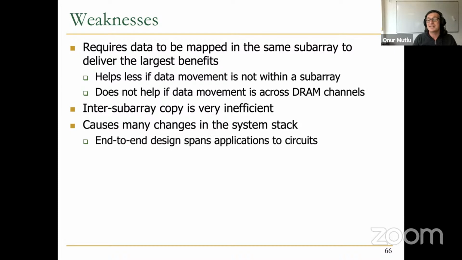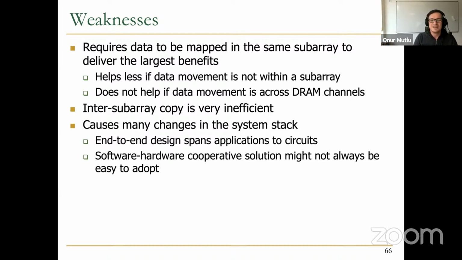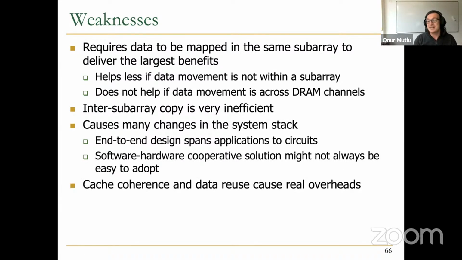So end-to-end design that spans applications to circuits is a weakness at some level. It's hard to argue that this is a strength. This is what we need to do in existing systems to get high benefits. But if we could get it without all of those changes across the system stack, it would be even easier to adopt, right? So a software-hardware cooperative solution might not always be easy to adopt. Okay, cache coherence and data reuse cause real overheads, and the paper acknowledges this, but still there are weaknesses.